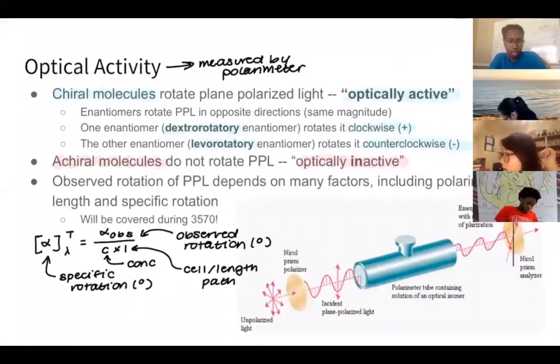specific rotation of the plane polarized light is going to be equal to the observed rotation of the plane polarized light over the concentration of the isomer, whatever you're using, times the cell length. You can write it down if you really want. Honestly, it doesn't matter for the purposes of the summer course.